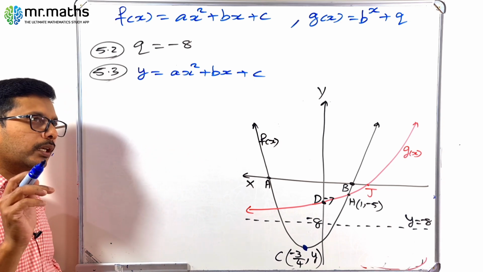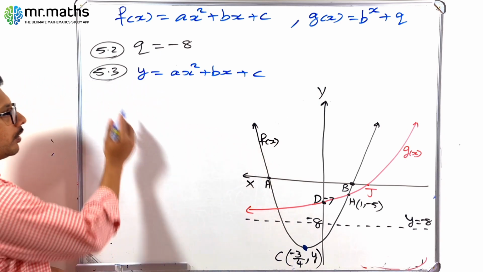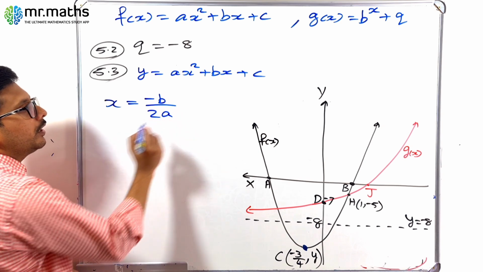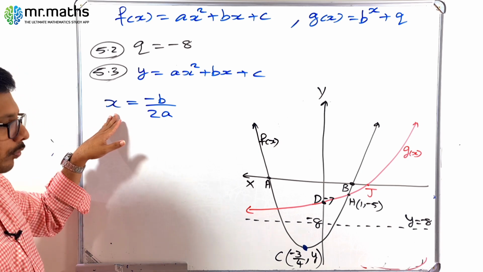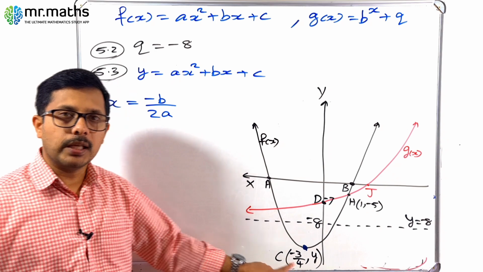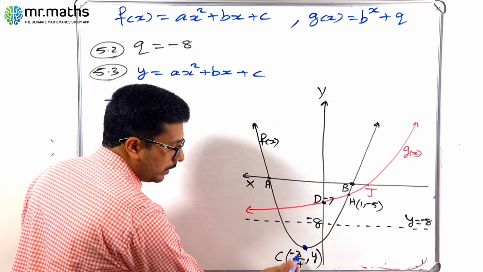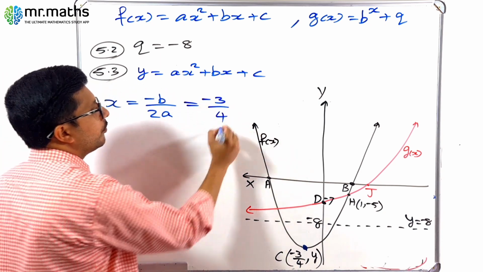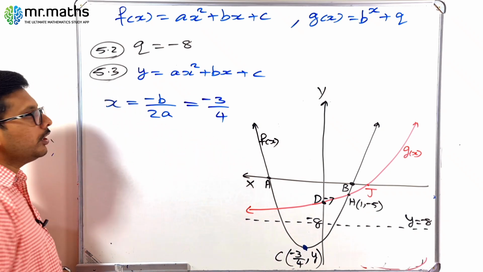You studied a formula to find the x coordinate of the turning point. Do you remember that one? X is equal to minus b divided by 2a. Am I right? So you studied a formula to find the x value of this turning point, that is minus b by 2a. And here in this question, directly we know that this answer is minus 3 over 4. It is given the x value as minus 3 over 4. So we can equate this one.